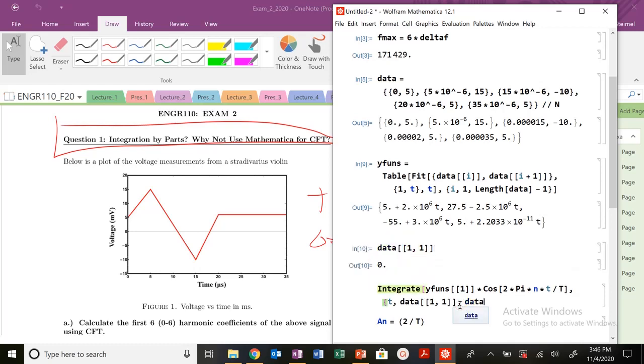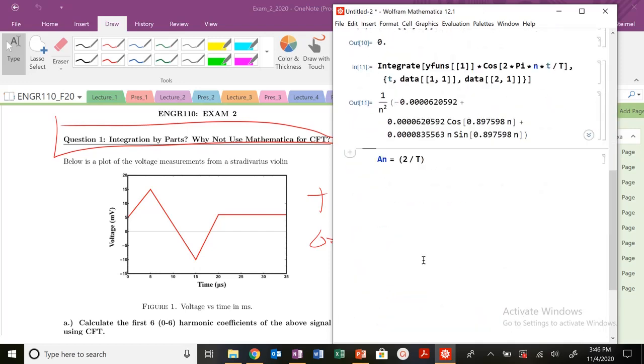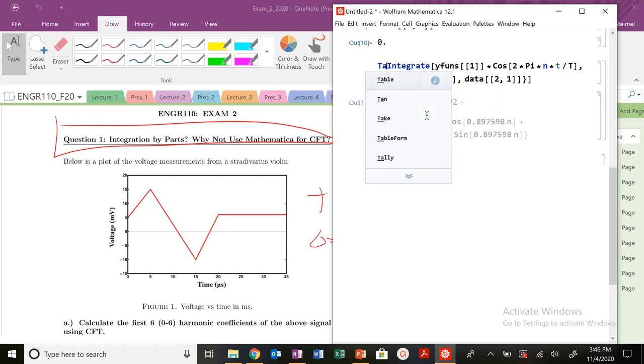So there from data, from 2, 1, actually 1, 2, 2, 1. And there it is. So that is basically the first integral. So now I need to repeat this.